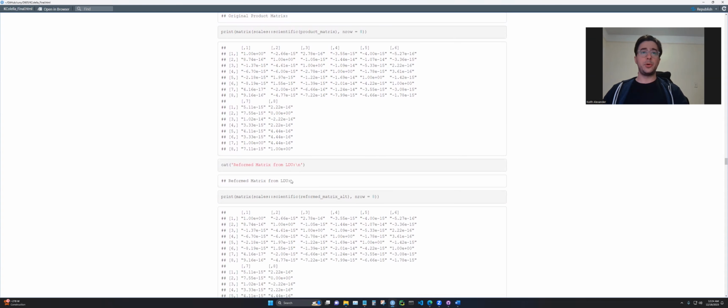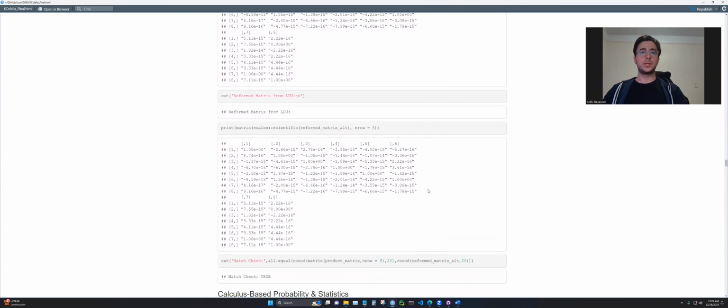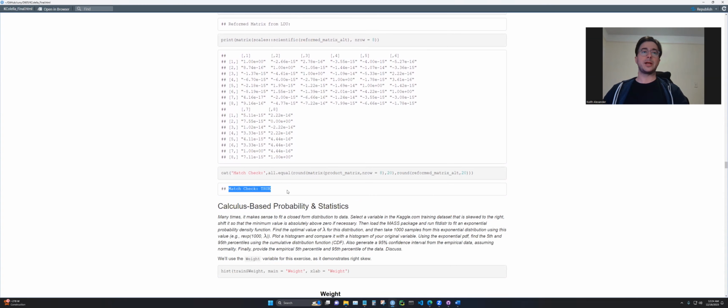The product of those three components, compare that to the original product matrix. We run our check, and again, it comes back true, showing that these conditions hold, and it still gives us components that we can use to reform the original matrix.